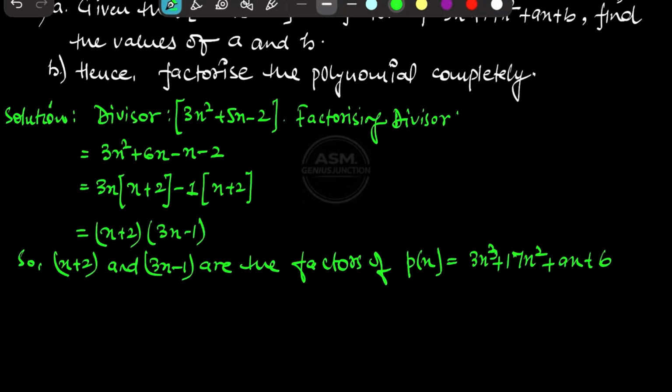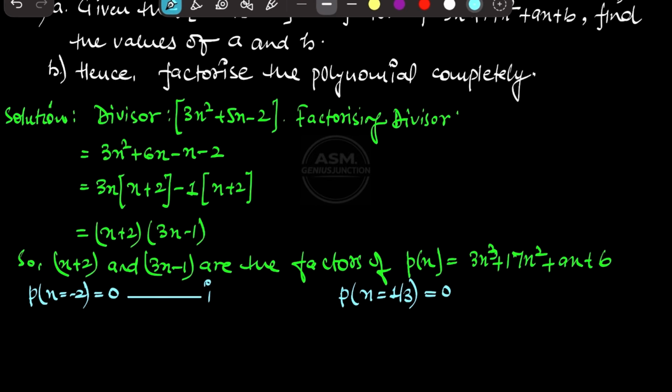So we will continue. I will put x equals minus 2 in the complete expression, and I will put it equal to 0. This is going to give me equation number 1. Then in a similar way, I will put x equals 1 over 3 in the polynomial and put it equal to 0, and this is going to give me my equation number 2.